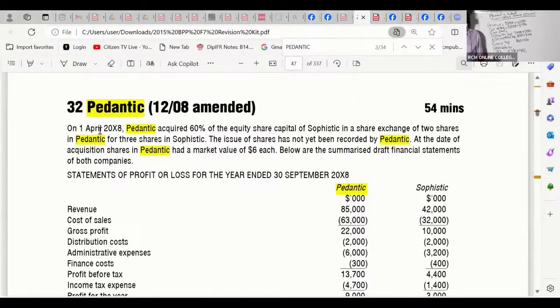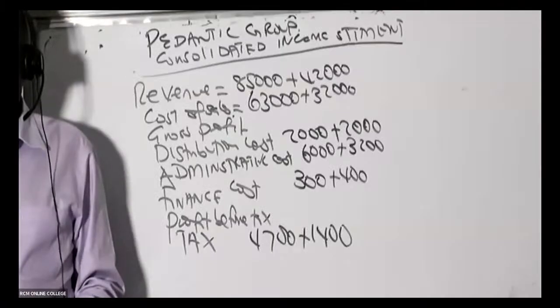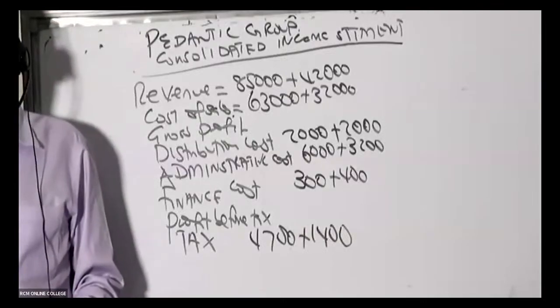On 1st April 2018, Pedantic acquired 60% of the equity share capital of Sophistic in a share exchange of 2 shares in Pedantic for 3. You can see the date of acquisition is 1st April X8, and then the date of reporting, financial statements date, is 30th September. And they counted. So here, ladies and gentlemen, it is 6/12. So 6 months in the year, 6 out of 12.